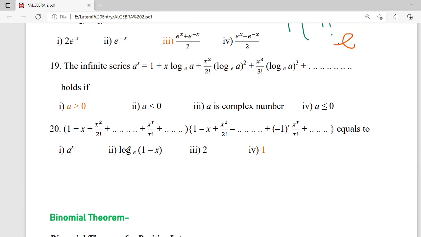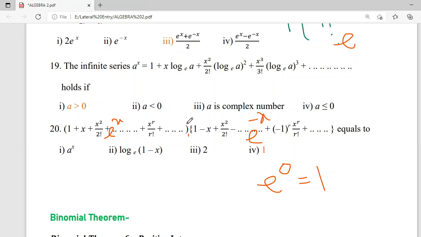Then this is one. This is e to the power x. This is e to the power minus x. And their product is e to the power x plus minus x. This is 0. So this is equal to e to the power 0 is equal to 1, because it is a product.